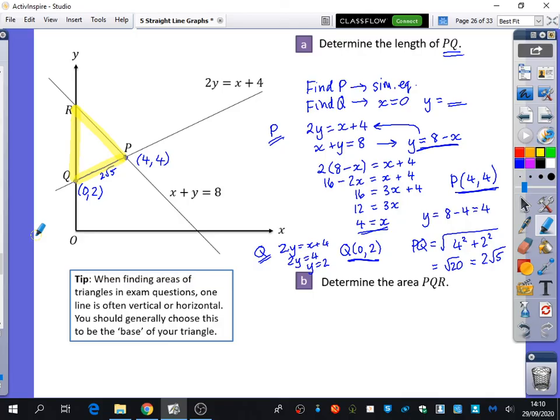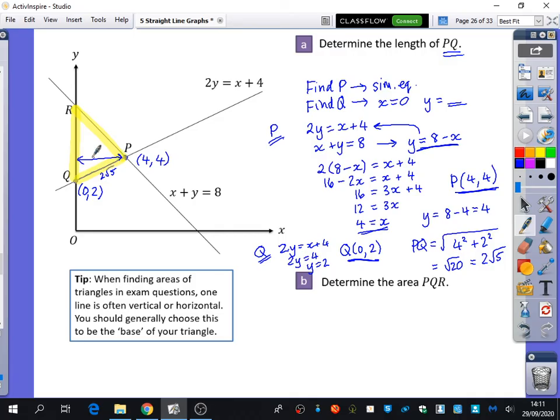And I've said inside this tip box that when finding areas of triangles in exam questions, or just any time, one line is often going to be vertical or horizontal. And so you should generally choose this to be the base of your triangle. So in this case that we've got here, I'm kind of rotating my head so that I see that this bit here is the base of the triangle. And so the height of the triangle is going to be this distance from here to here. So all the information is kind of available, but you just need to make sure that you're extracting it and finding the bits that you need.